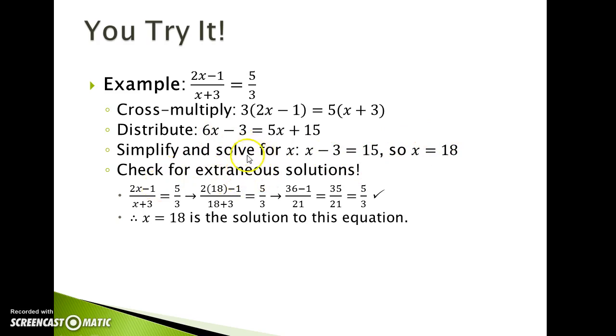We can plug in the 18 over here where the x is. So 2x minus 1 over x plus 3 becomes 2 times 18 minus 1 over 18 plus 3, which is 36 minus 1 over 21, which is 35 over 21. If we reduce that, we do get 5/3. So the 5/3 that we got and the 5/3 up here, they're the same number. Therefore, x equals 18 is the solution to this equation.